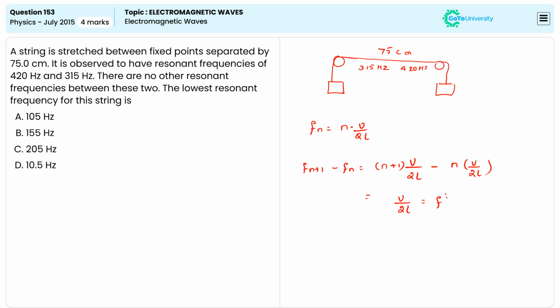This is the f dash. We call this one the fundamental frequency.